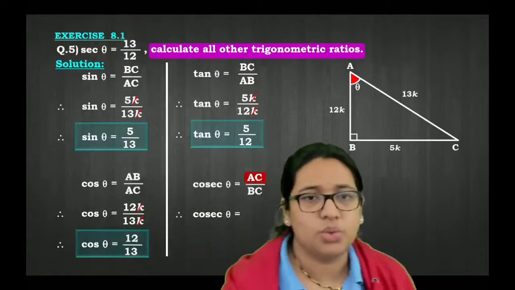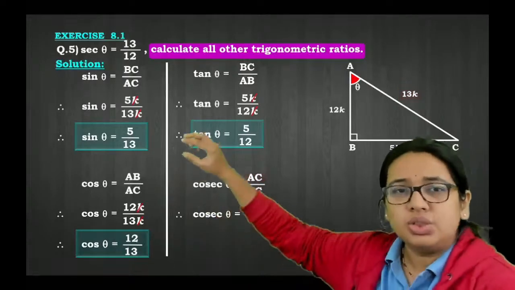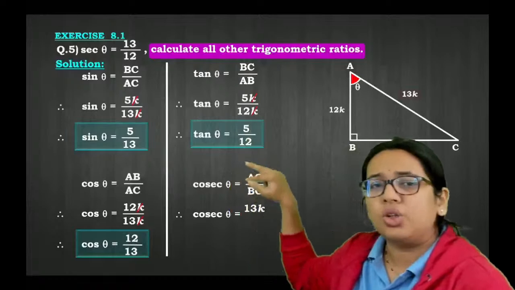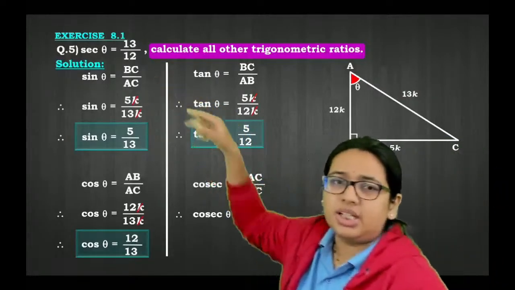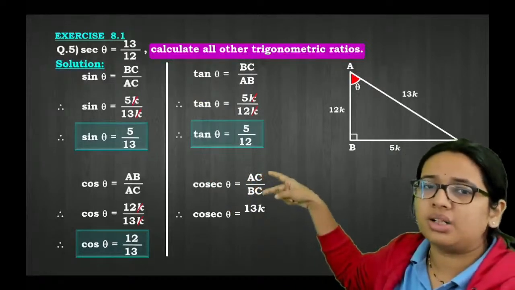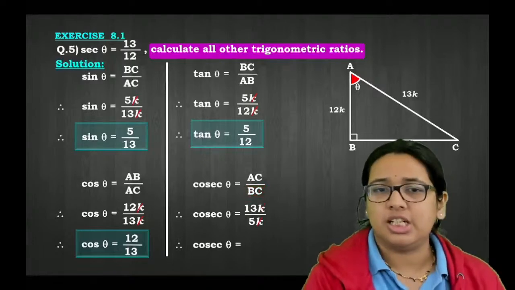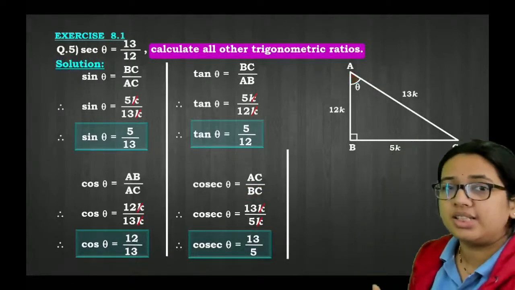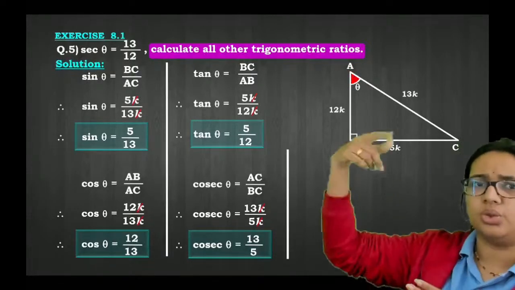Similarly, you will get the value of cosec. What do you do for cosec? Whatever you do for sine, for sine you did O upon H, for cosec just the reverse of it. That is, if this is BC upon AC, then for cosec you will consider AC upon BC. Hence its answer will be 13 upon 5, right? Right? So the next part is, sin is done, cos is done, tan is done, cosec is done, sec was given.